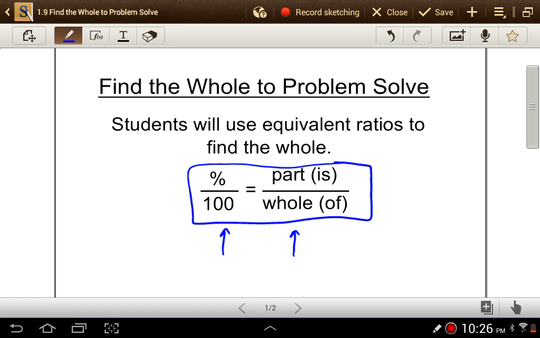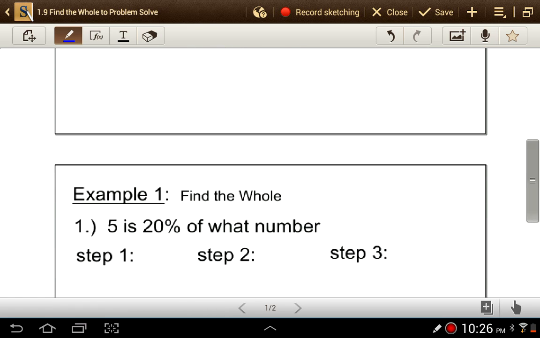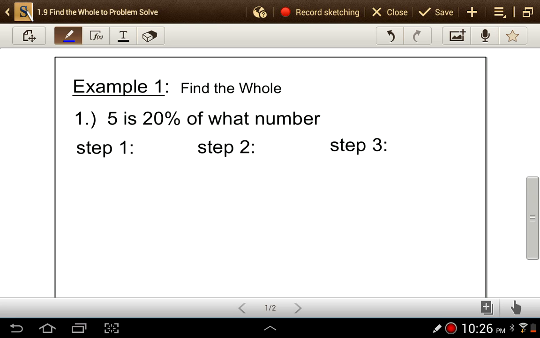Okay, let's do some examples. In example 1, let's just find the whole. So we're going to have 3 steps that I want you to take to find this. Step 1 is we're going to write that formula. So percent over 100 equals part over whole. I want you to write that so that you learn it, what it is. If you write it, you'll remember it.